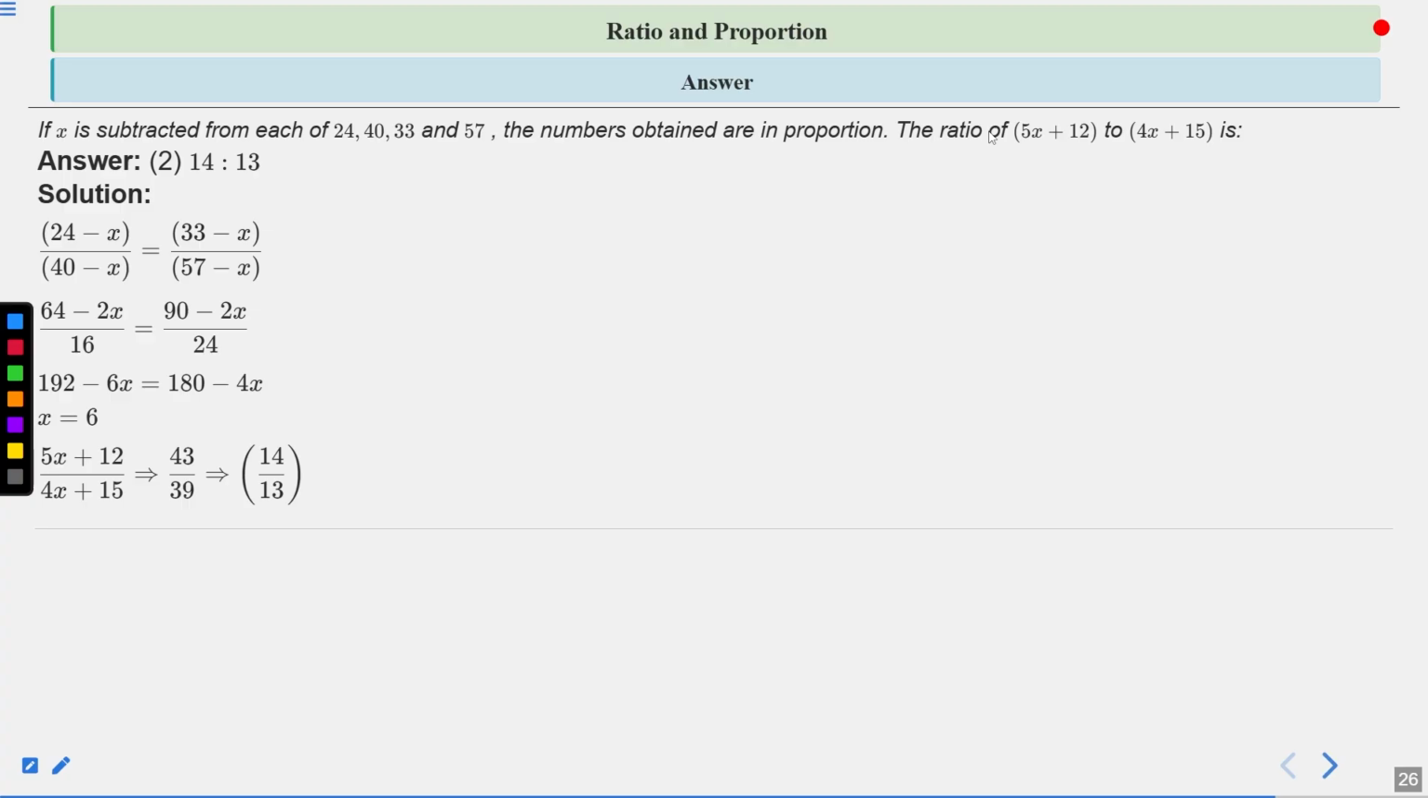So just put the value in the given expression. So 5x plus 12 upon 4x plus 15, when we put the value of x equals 6, becomes 42 upon 39. So 42 upon 39, when we simplify it, what do we get? We get 14 upon 13. So the second is the correct answer of this question.